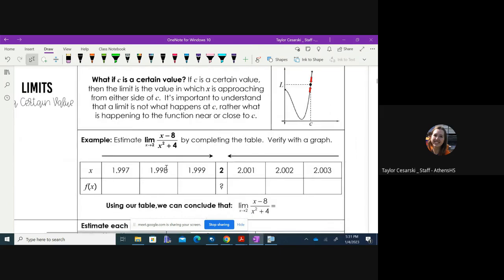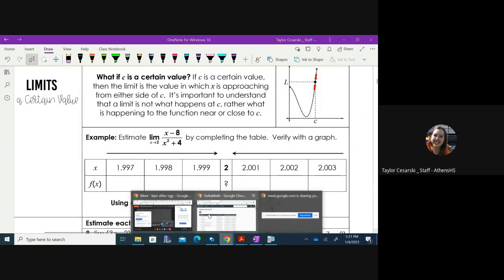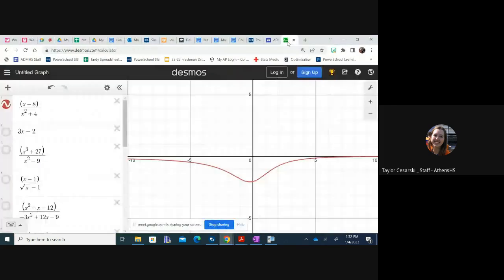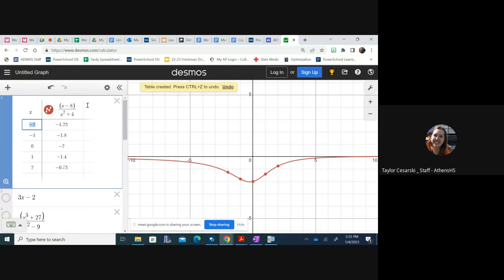So I've gone ahead and I've typed this into Desmos, and we're looking as x approaches 2, okay? So if I go back, this is my graph. Remember, to get the table on Desmos, you can hit the settings and then go to table. So I want to know as it's getting closer to 2 from the left side. So starting at 1.997, 1.998, 1.999, and you may be able to see already, hey, it's getting close to a certain value. It looks like it's approaching -0.75.